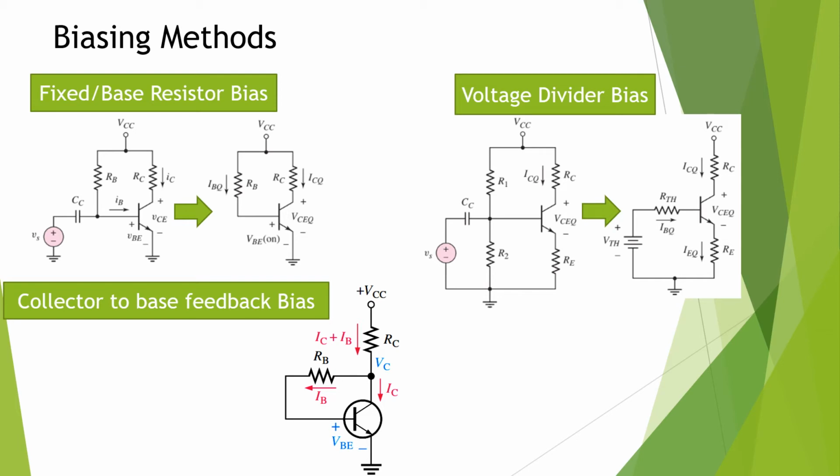These are the common methods we use, found in all the books. We have some more biasing methods also available. The majority of biasing methods used in circuits are these methods. But the most common is voltage divider bias. That is very important.